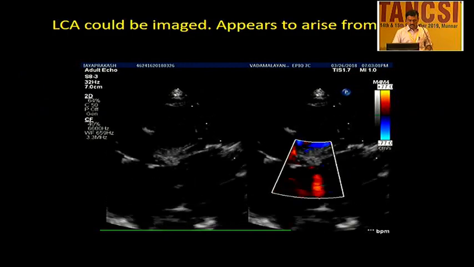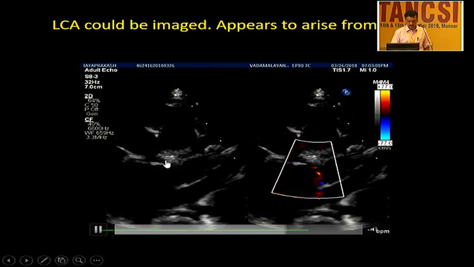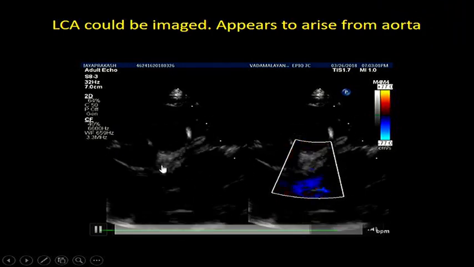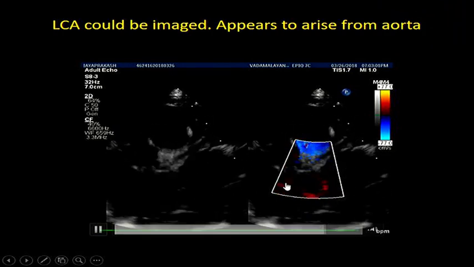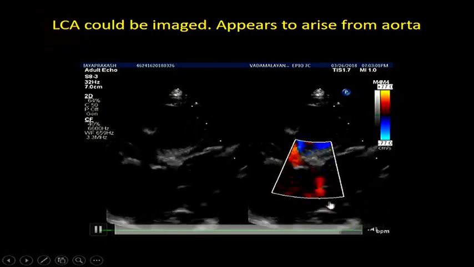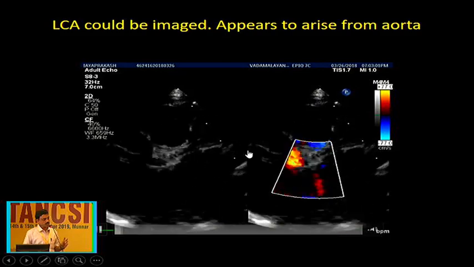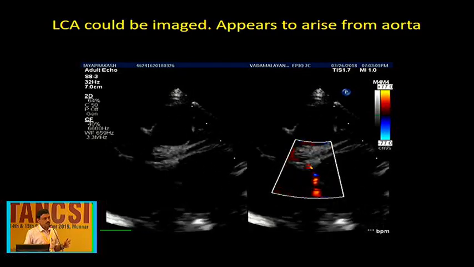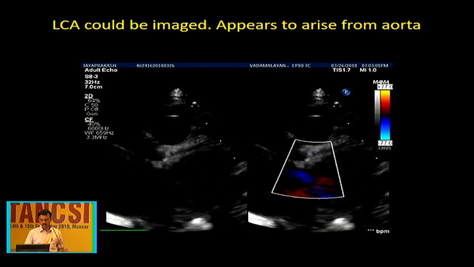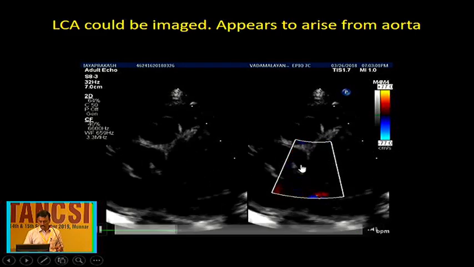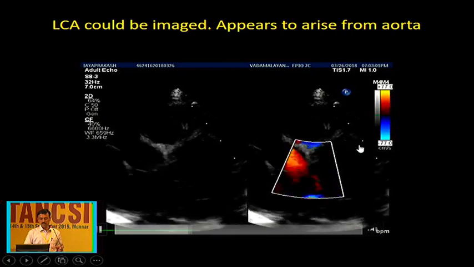So I could image the coronaries. Can you see the left anterior descending artery there and the circumflex artery there, and they seem to arise from the aorta. But the circumflex artery is a red flow, which means this flow is going towards the aorta. How can this ever happen? In any vessel from the aorta, the blood has to be away from the aorta, but here the blood is going towards the aorta. So I am not able to show the blood in the left anterior descending artery.